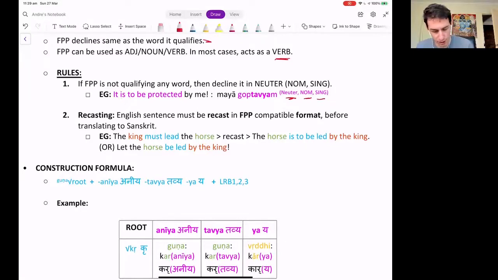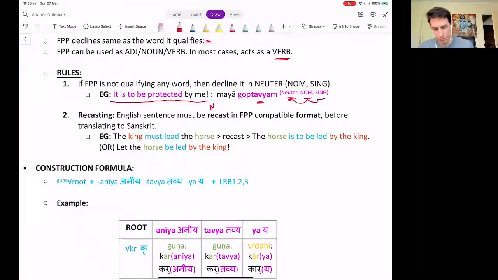It is to be protected by me. You see how there's no nominative? Because there's no nominative, then decline the FPP as a neuter nominative singular.